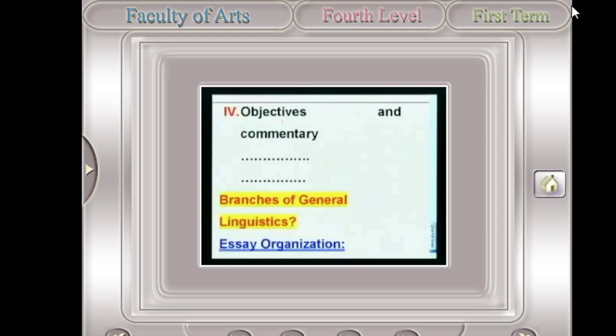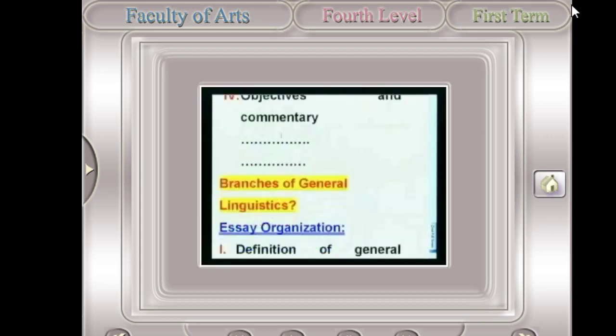Then we talk about the objectives of contrastive linguistics. Why do we do that? Objectives here is the aims. Why do we study that? We study that because we are translators and we need to see the differences and similarities, so when we do translation we don't make mistakes and we know how to handle ourselves.